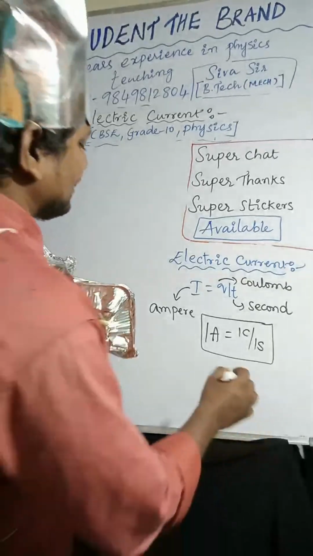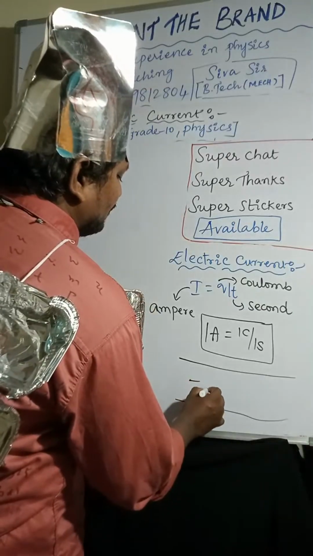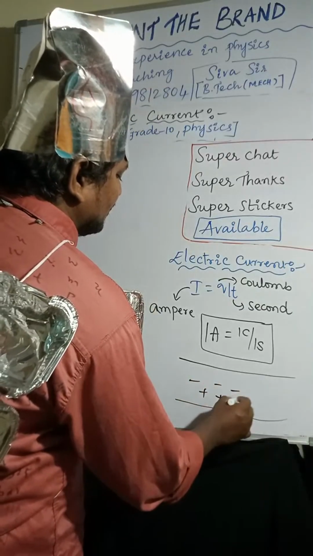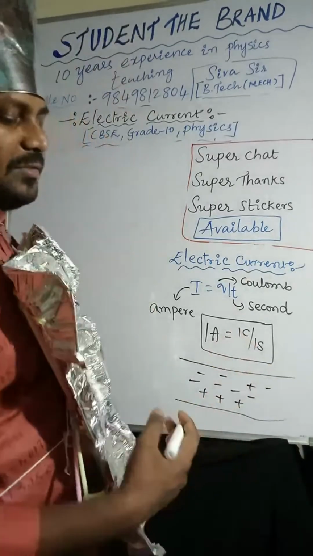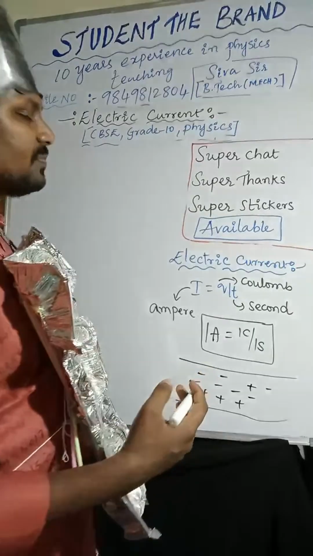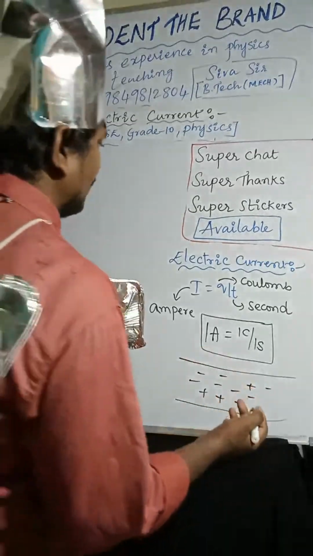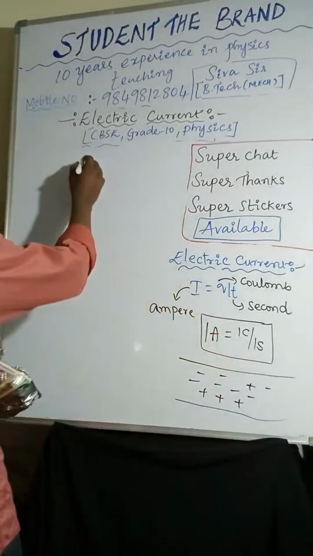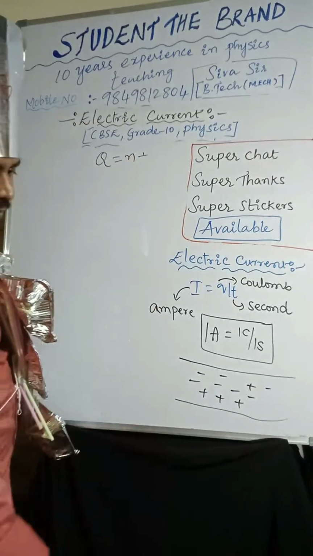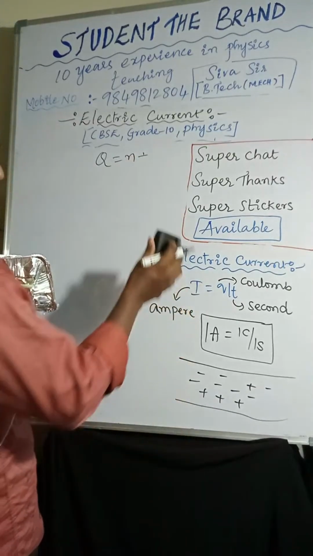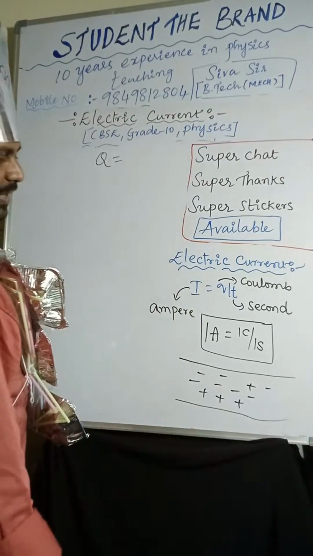Inside the conductor there are many charges that move: positive charge, negative charge, and so on. It is not only one or two, so many charges will move. That is why it is called quantization of charge. Quantization of charge is Q equal to plus or minus Ne.